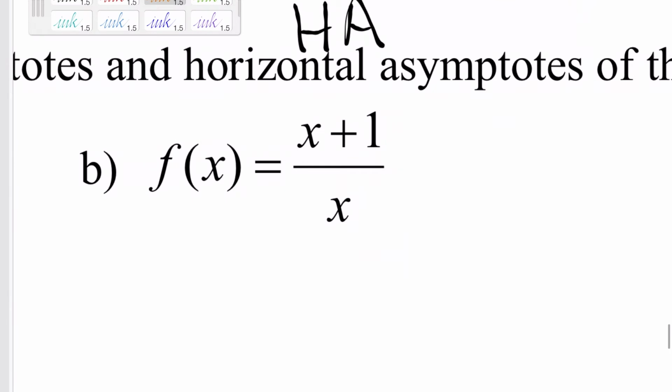Next one, again, I'm doing the same thing. I'm going to check out my vertical asymptote first. I'm setting the denominator equal to 0. And then look, I'm done. That's as far as I can go. So my vertical asymptote is actually my y-axis.